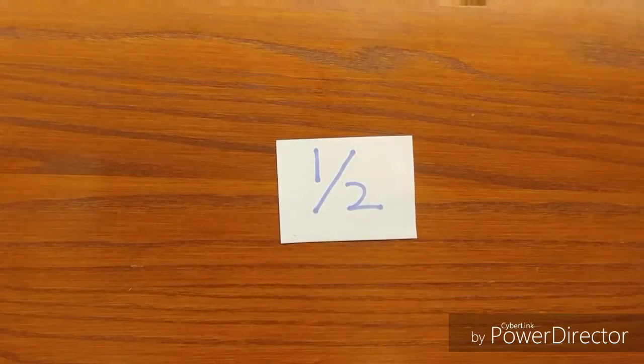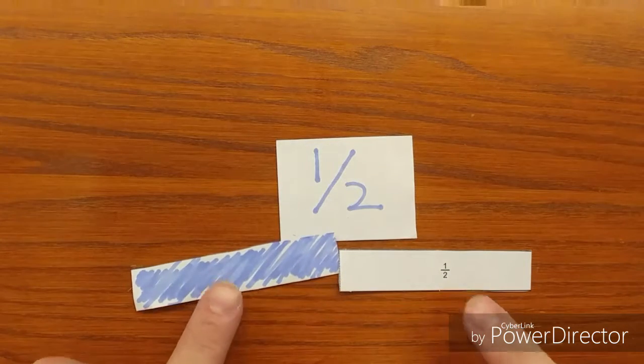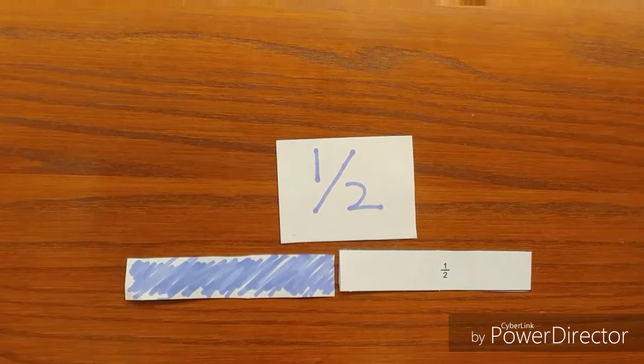If we were able to draw one half as a fraction strip, it would look like this. Notice how half of the fraction strip is colored in. That means that this half of the strip is how much we have. We only have one out of two pieces, therefore we only have one half.